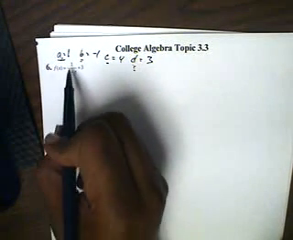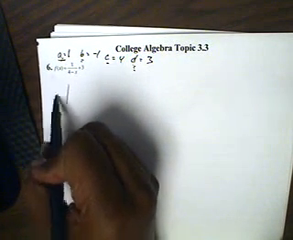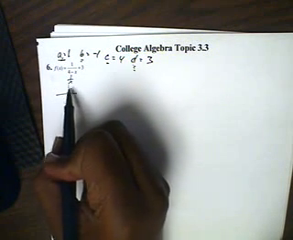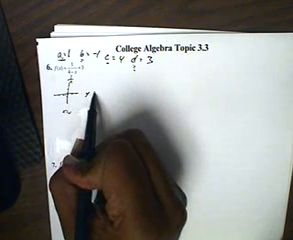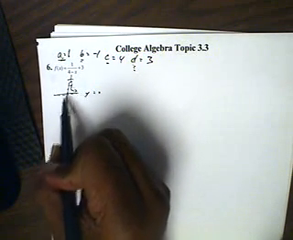Alright, so removing all parameters from here, we get our first graph, which is 1 over x. 1 over x has an asymptote of x equals 0 and an asymptote of y equals 0. And the graph looks like this.